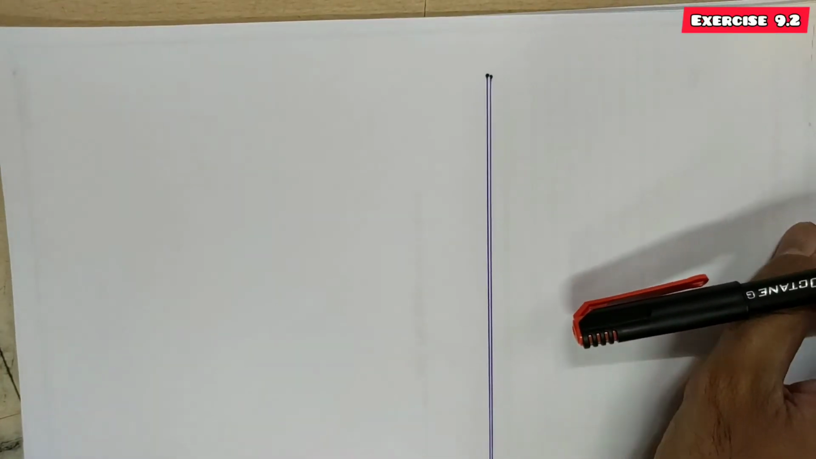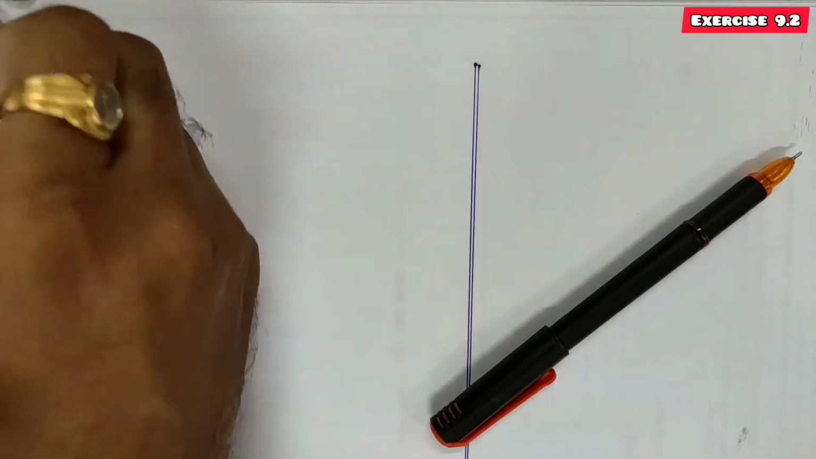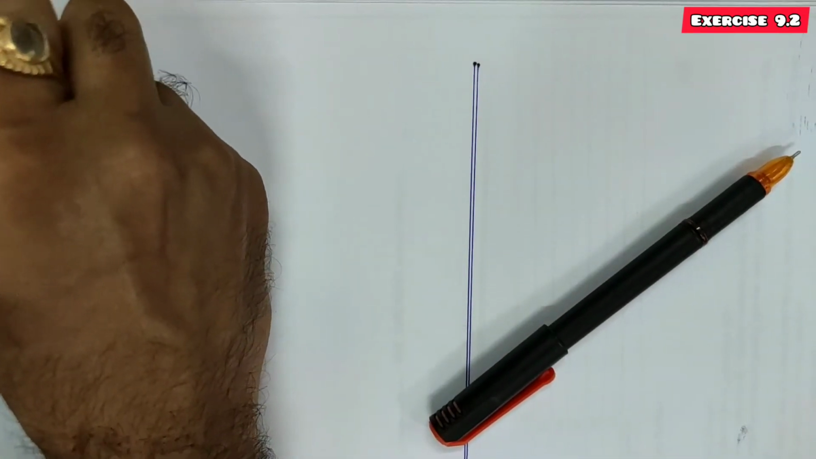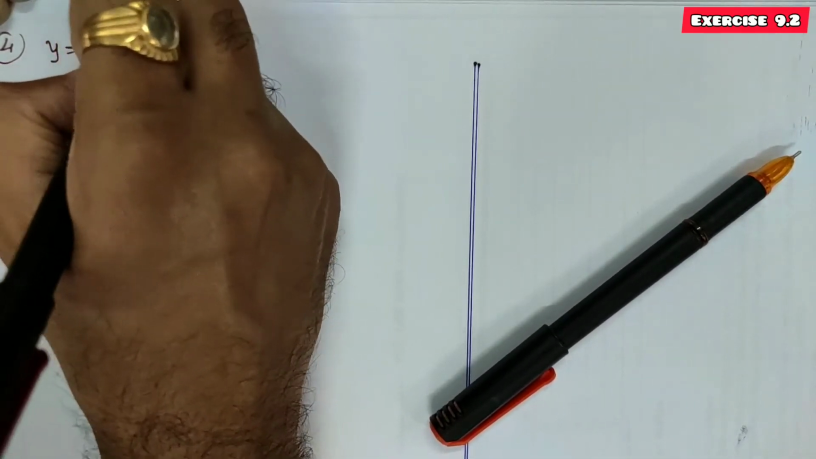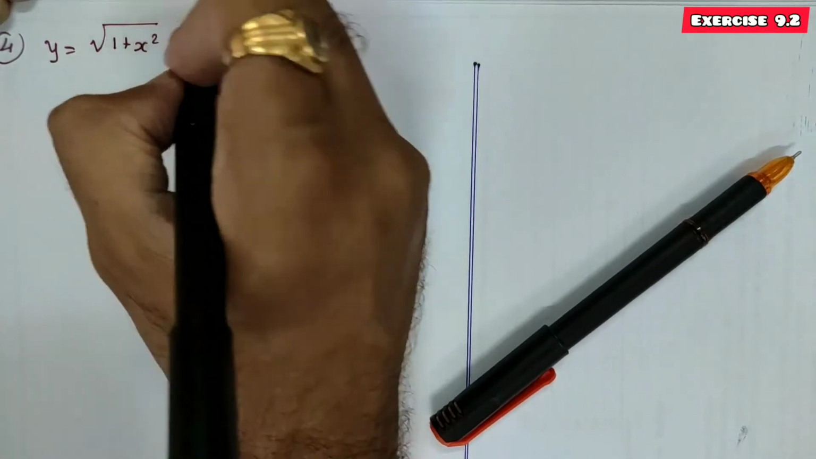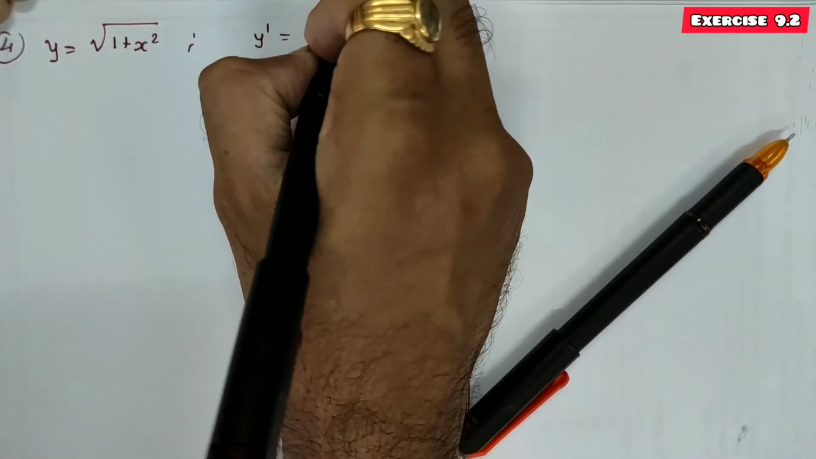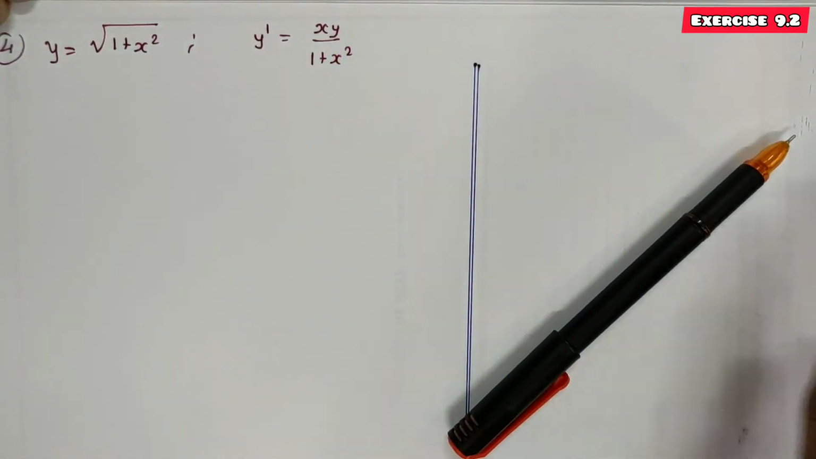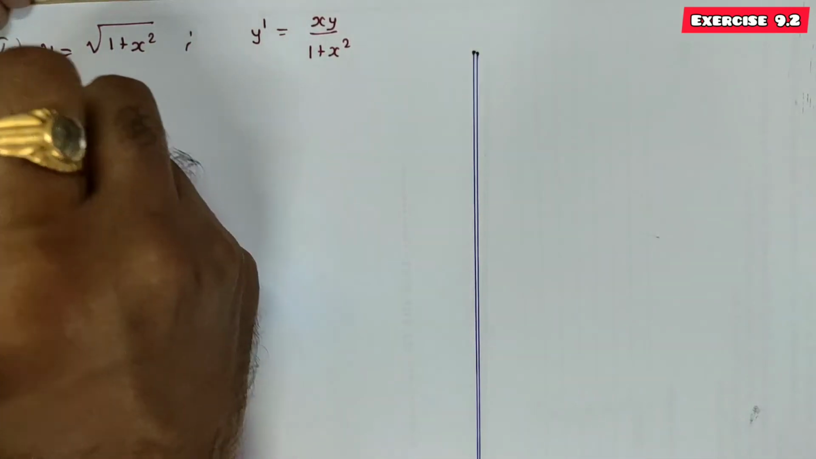Now question number 4. Here we are given y equal to square root of 1 plus x square, and the differential equation is y dash equal to xy upon 1 plus x square. Done. So again here differentiate on both sides.